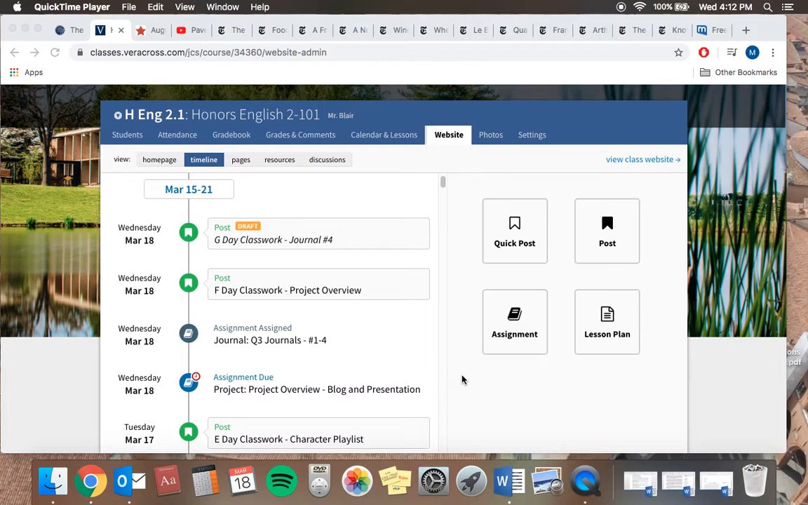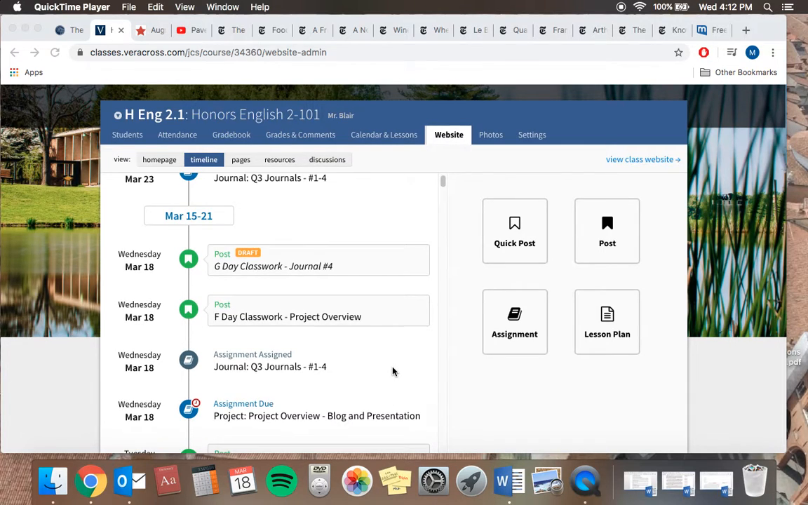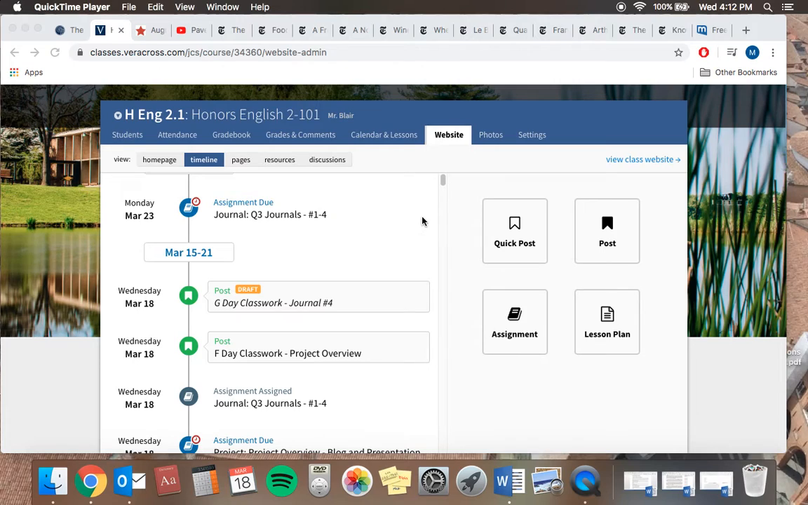And as you can see here, I have posted your classwork for today, which is going to be Journal 4. And this will be the last day that we will meet this week. Next week, you can see I've already posted, so you know the journals are going to be due. Quarter 3 journals are going to be due. That's journals 1 through 4. And I'll talk more on Monday about how you can submit those.